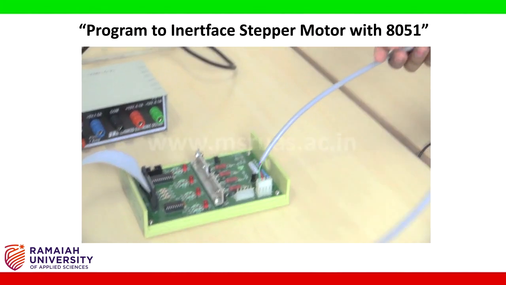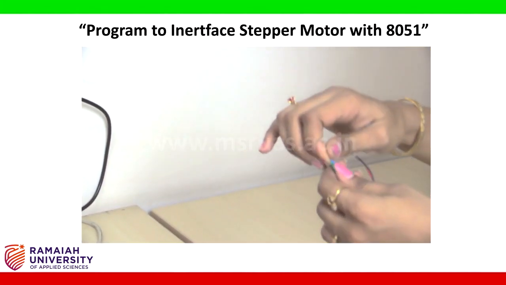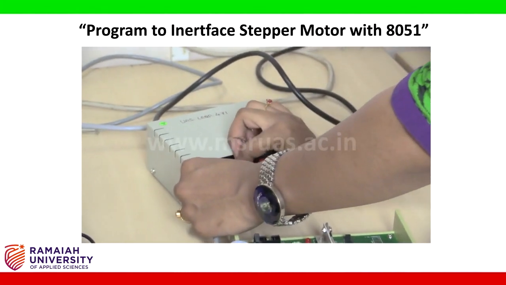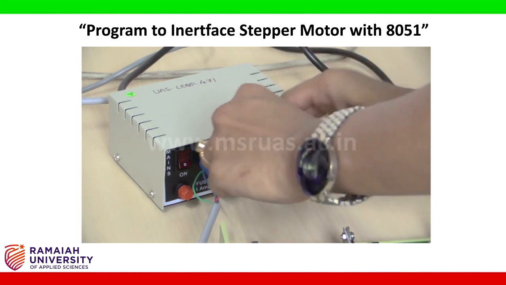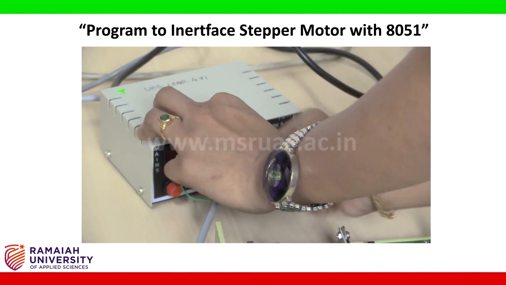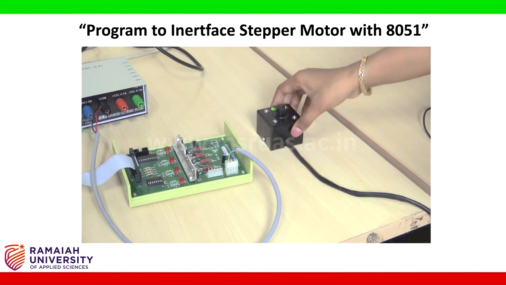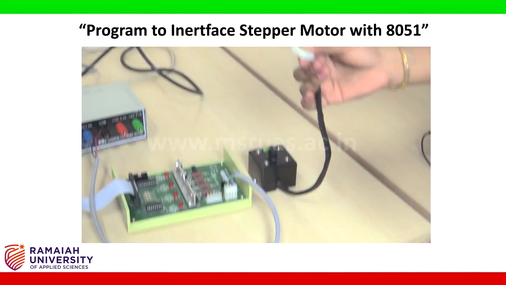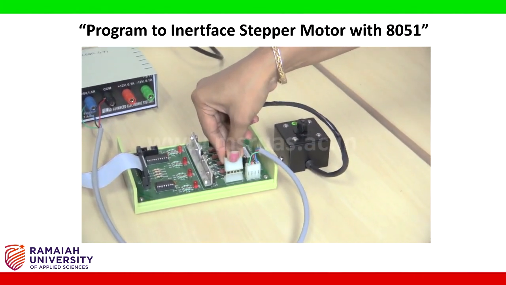So the other end should be connected in such a way that green and blue wire should be connected to the blue notch of power supply, which is 5 volts, and the remaining red and black wire should be joined and connected to the common or ground point of the power supply. Now the stepper motor should be connected to the kit. This should be connected in such a way that this notch should be placed in this way.